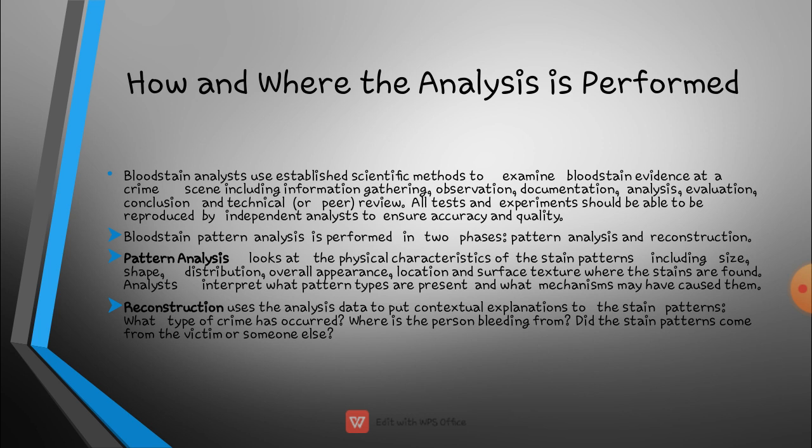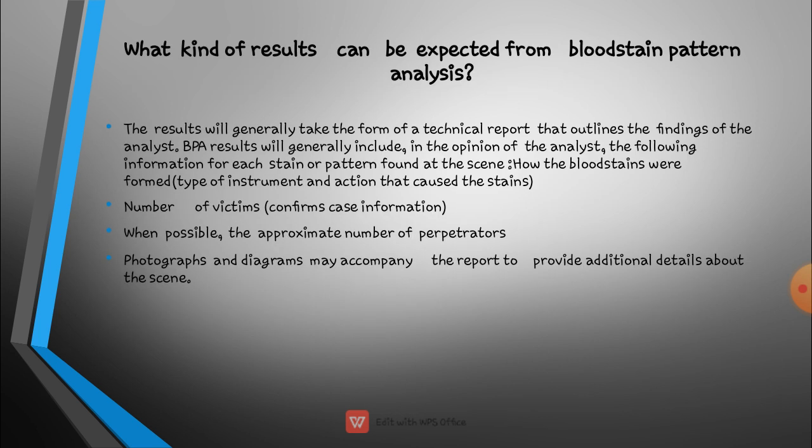Reconstruction uses the analyst data to put contextual explanation to the stain patterns: what type of crime has occurred, where is the person bleeding from, did the stain pattern come from the victim or someone else. So after this analysis, which kind of result can we expect from the blood stain analysis? Will we be able to find the person who did this?